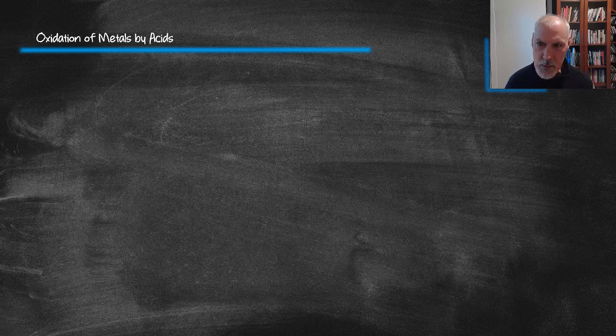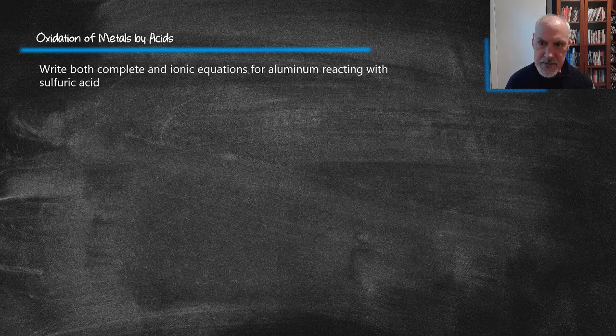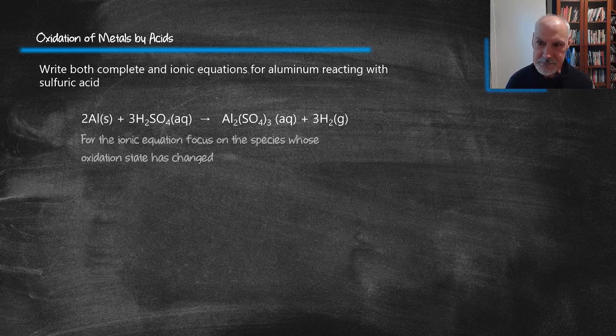Let's look at a couple of questions. Write both the complete and ionic equations for aluminum reacting with sulfuric acid. First of all, the complete equation. So I simply have aluminum and sulfuric acid reacting. The aluminum and the hydrogen switch places in a single displacement reaction, producing an ionic salt and hydrogen gas.